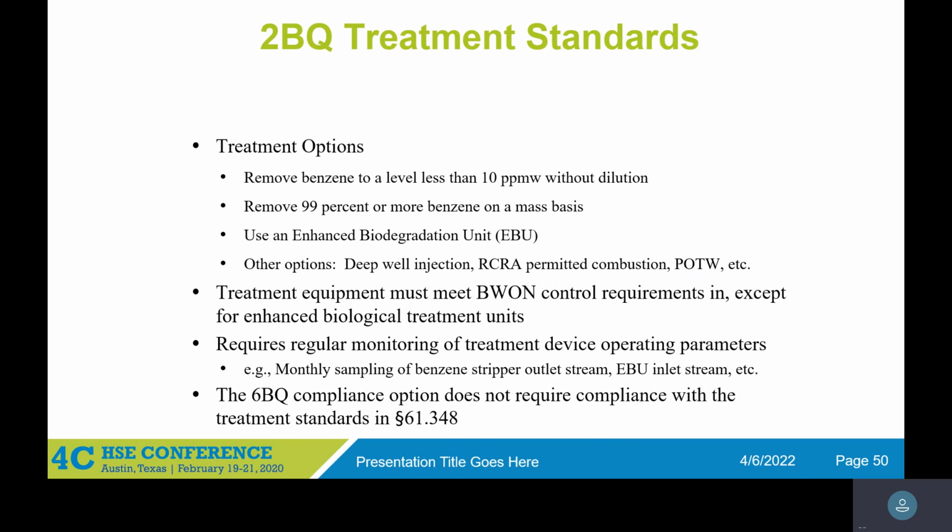But treatment equipment must meet BWON control requirements, except for enhanced biodegradation units. For enhanced biodegradation units, all you have to do is make sure that before you enter your EBU, you're less than 10 ppm benzene. That's the deal. And you have to do monthly sampling, and that is compliance sampling. So you have to follow the rule of the 3 samples, put it in the cooler below 50 degrees Fahrenheit, and collect those samples.